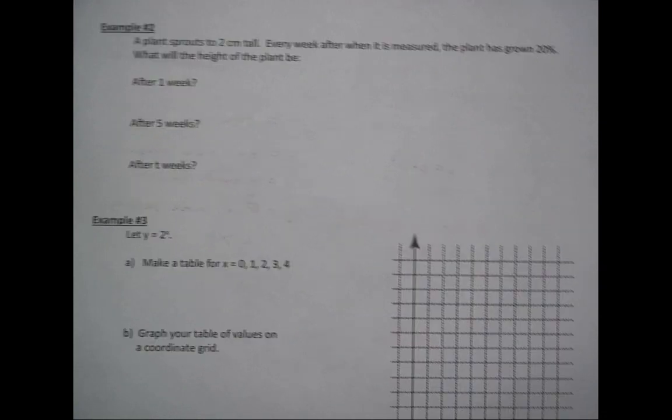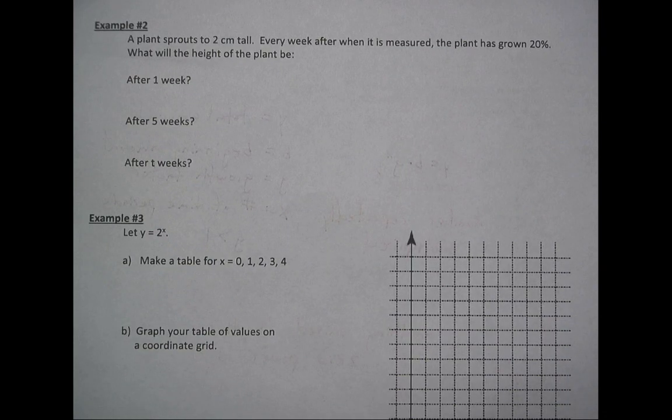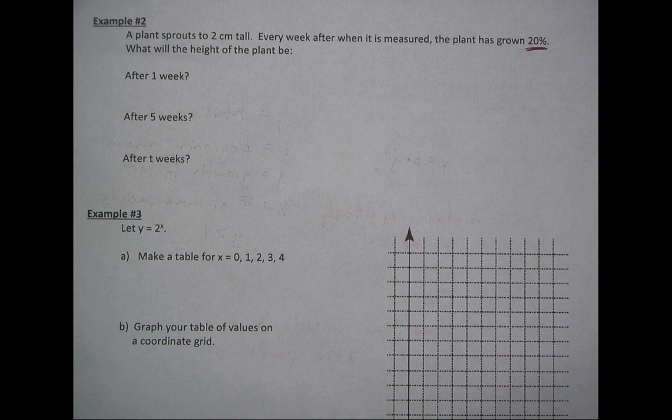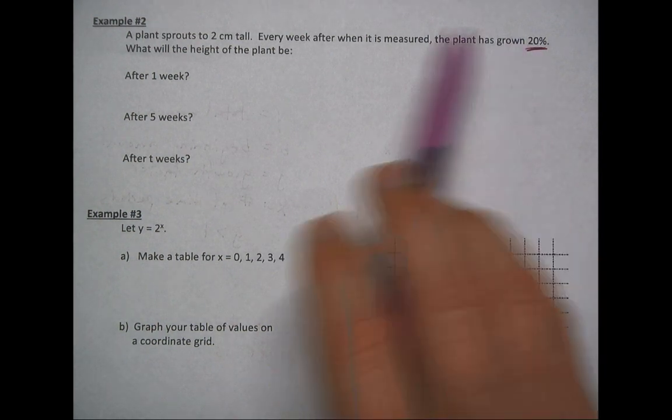So let's try one more example. If you flip it over, you have a plant and it sprouts to 2 centimeters tall. Every week after when it's measured, the plant has grown 20%. All right, so the question's a little different because it's given us a percent. Instead of saying that it doubled, it's giving us a percent. It's 20% bigger. So that's not doubling. Doubling would be 100% bigger. It was 2 centimeters tall, and if it doubled, it'd be 4 centimeters tall. But it's growing by 20%.